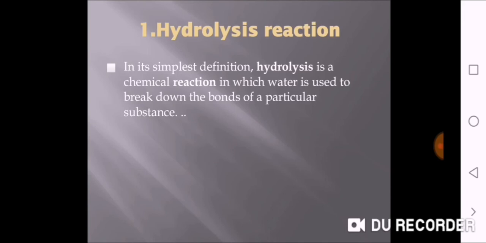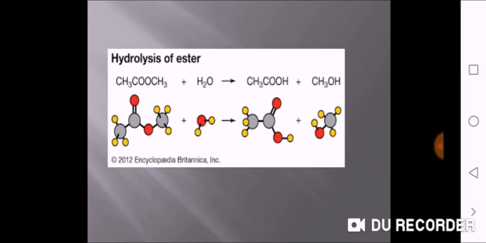The first reaction is hydrolysis. In the simplest definition, hydrolysis is a chemical reaction in which water is used to break down the bond of a particular substance. That means when water is used to break a bond of a compound, it is called hydrolysis. You have to know that lysis means breaking with another compound or element, and hydrolysis means breaking the bond with water.